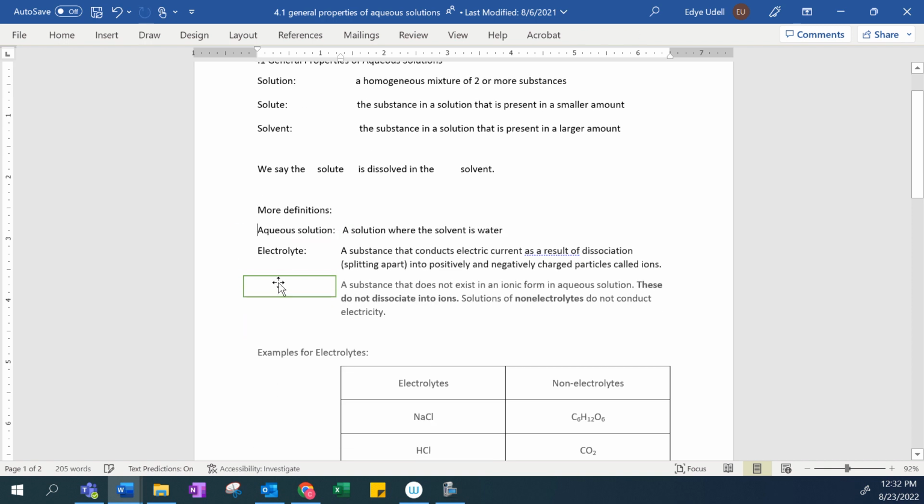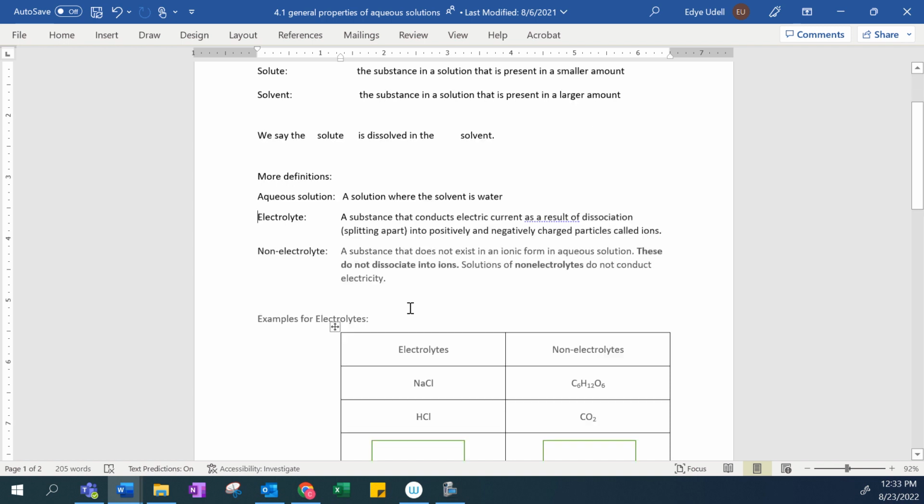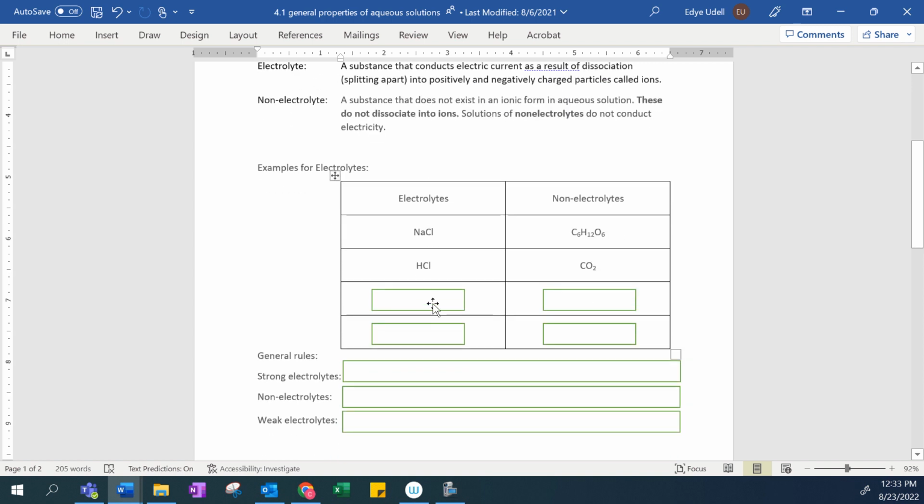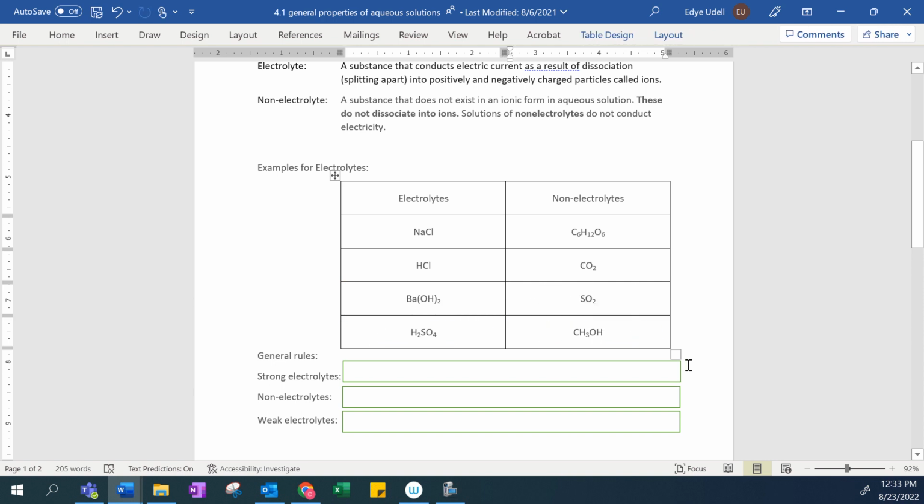A couple more definitions. I'm not going to read this for you. You have the information here. In general, though, aqueous means the liquid of the solution is water. So it's a solution that has water as the solvent, and you always have water as a liquid in the aqueous solutions. And then electrolytes, non-electrolytes. One can conduct electricity when dissolved, one cannot. And here are some examples of electrolytes and some examples of non-electrolytes.